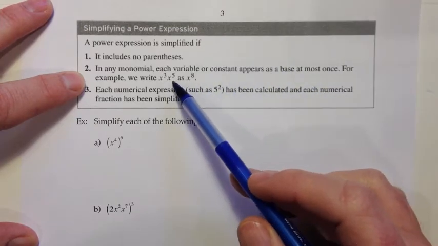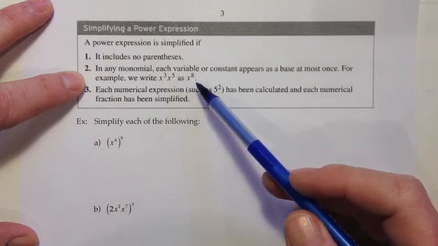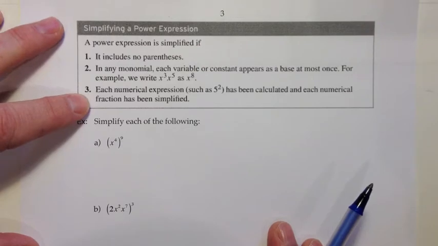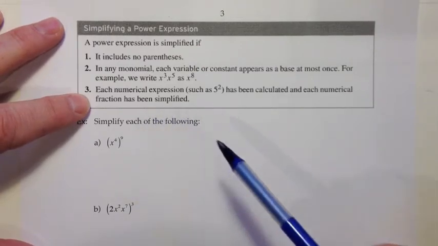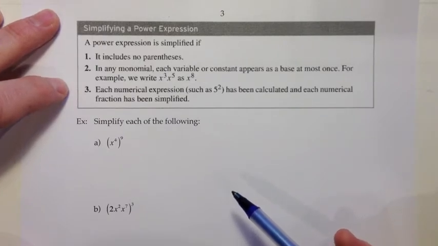So for example, if you had an x cubed times x to the fifth, you would want to combine that as x to the eighth. And then each numerical expression, such as 5 squared, should be calculated out, and each numerical fraction should be simplified or reduced. So let's go ahead and run through a few examples using the rules that we had on the previous page.